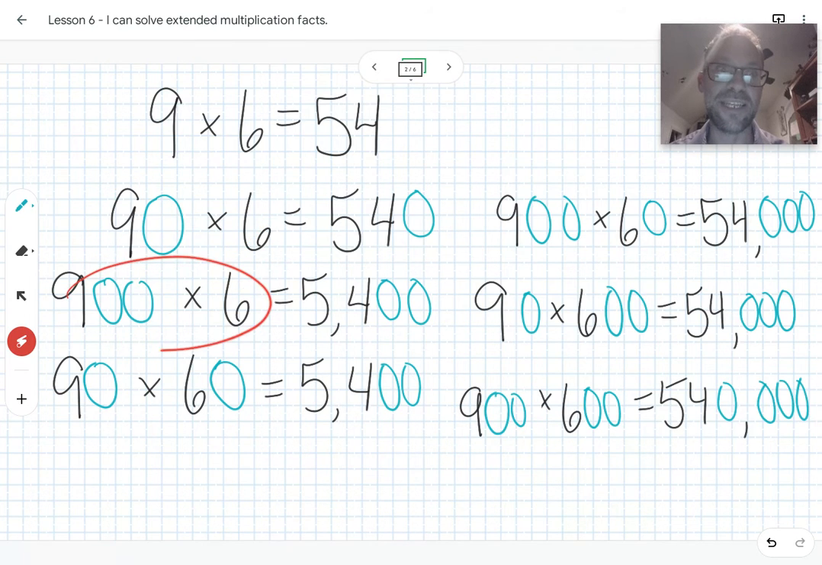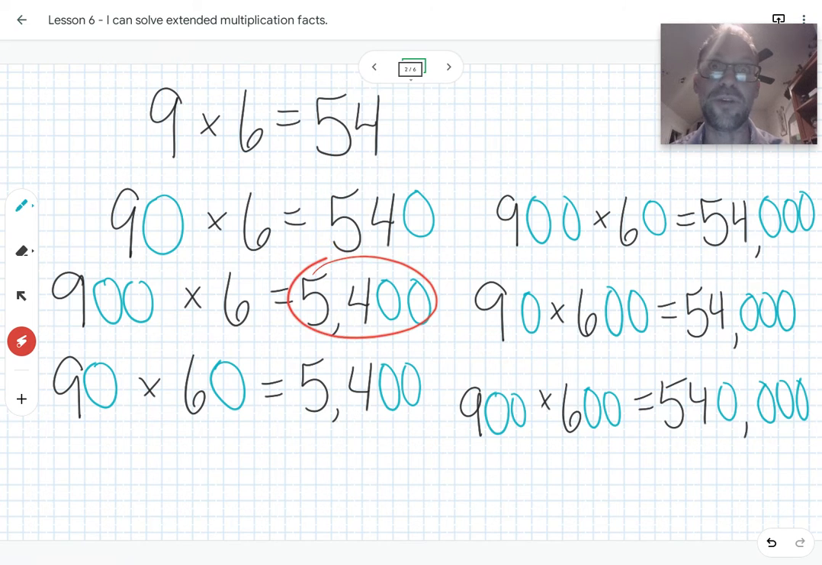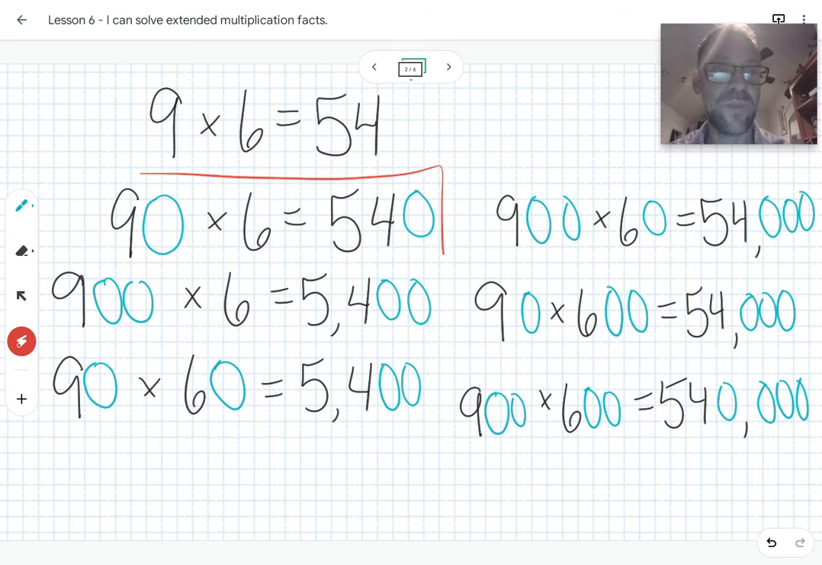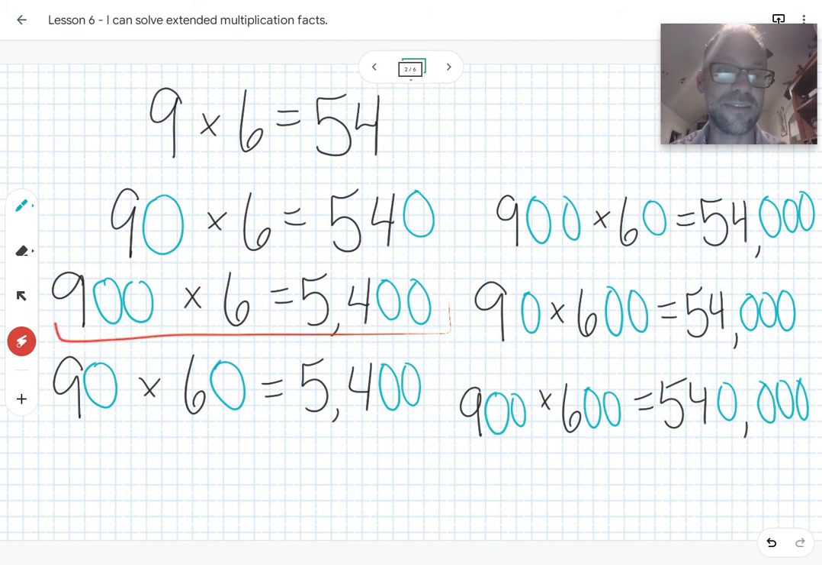Those are the numbers we multiply together. And the number of zeros in the product. The product is an answer to a multiplication problem. Well, let's go back here and look at the very first example. We multiplied 90 times 6. There's 1 zero total in both factors combined, and there's 1 zero in the product. And if we take a look at the next example here, 900 times 6, well, there's 1, 2 total zeros in both factors, and there's 1, 2 total zeros in the product.